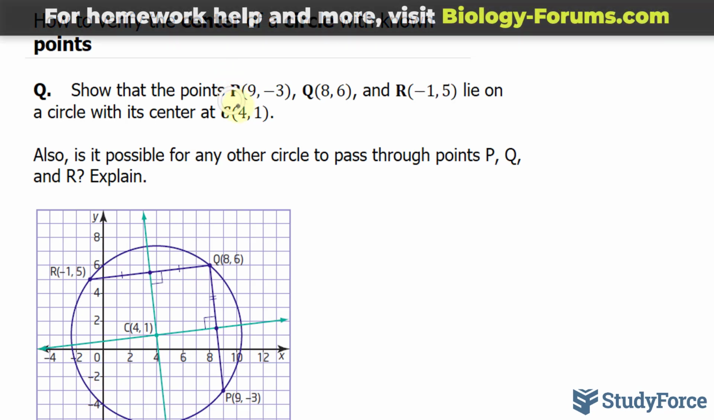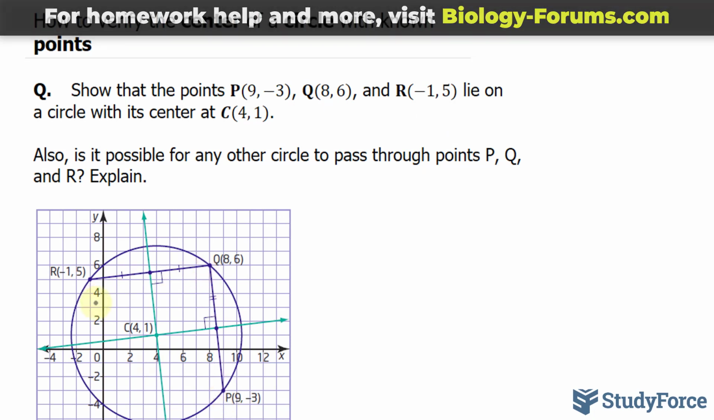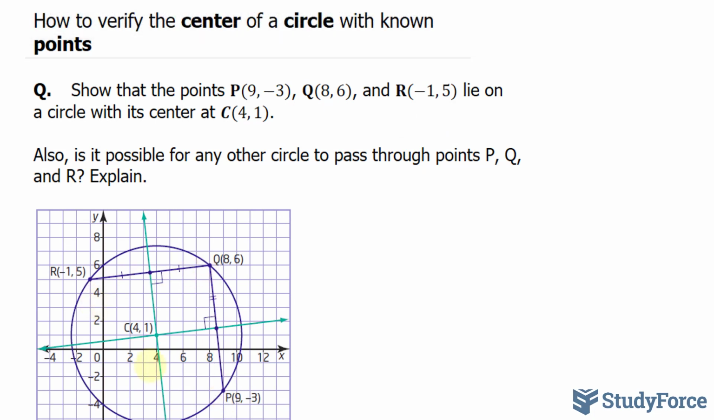Notice that they've given us 3 points, P, Q, and R, and they're plotted right here, P, Q, and R. To verify that the center of this circle is C, you need to find the length from R to C, Q to C, and P to C. If they're all the same, that means that this circle shares a common radius. Let's go ahead and do that.